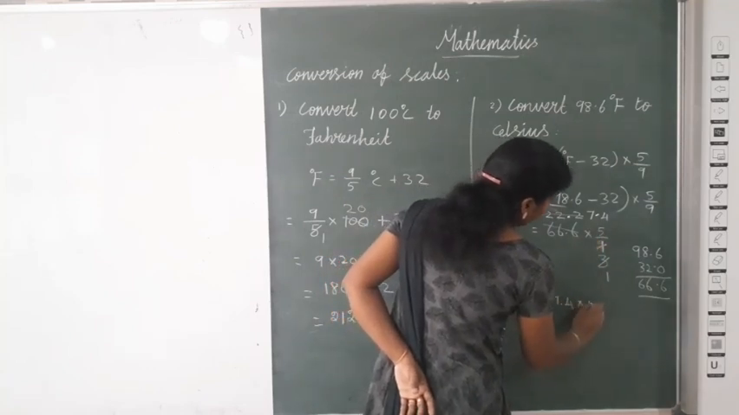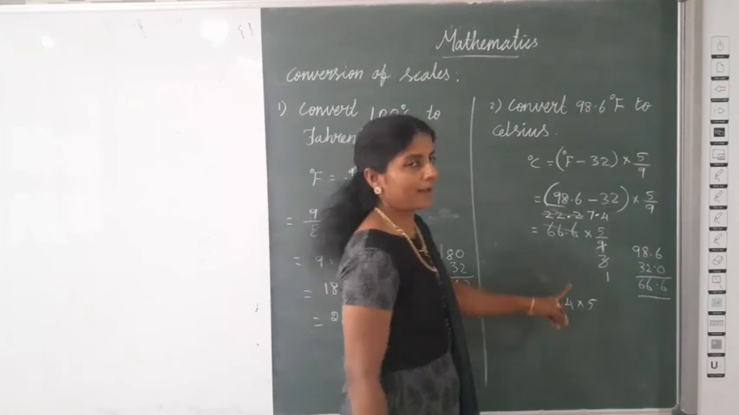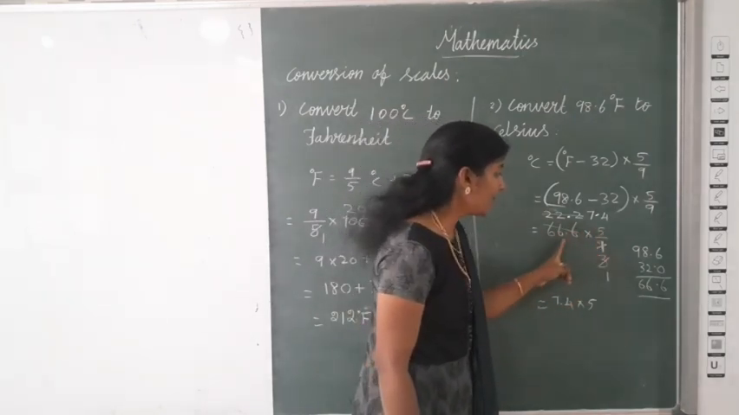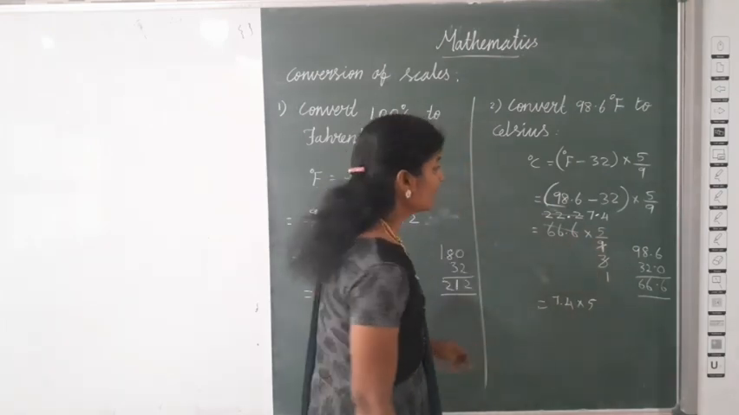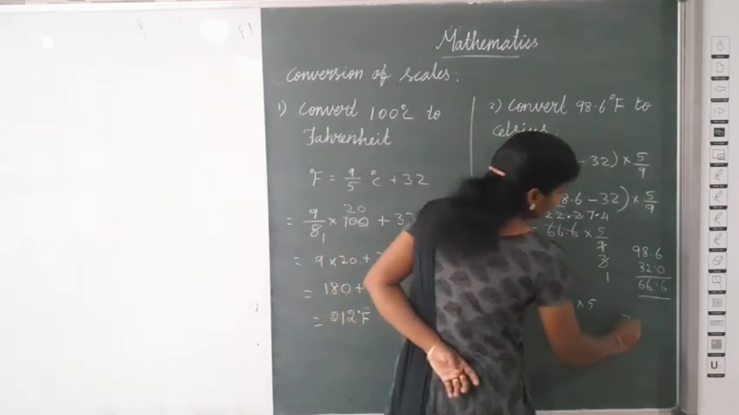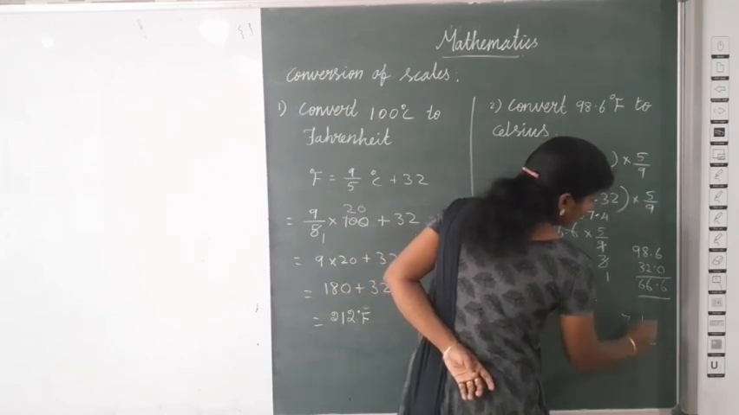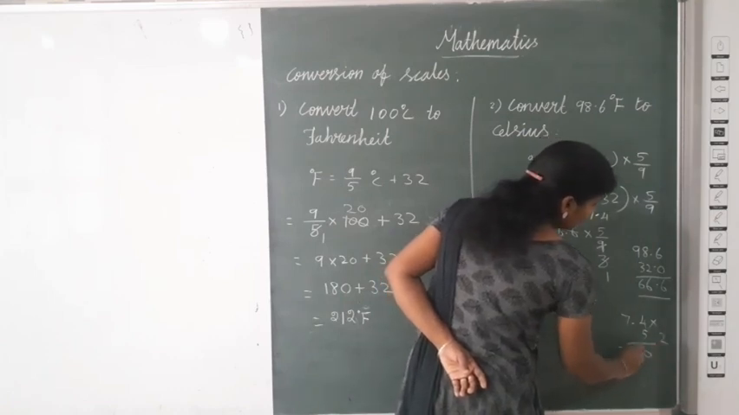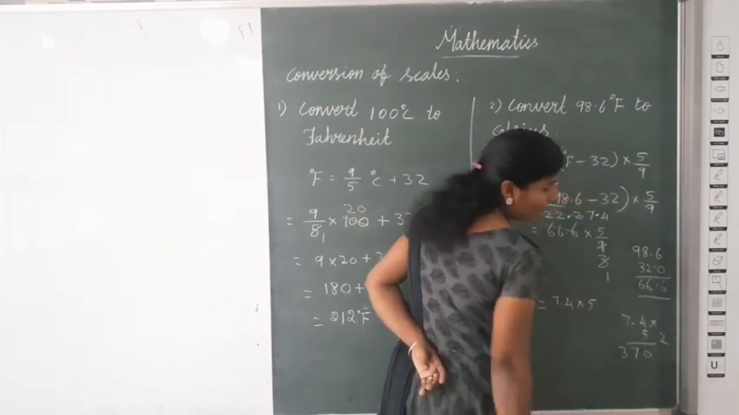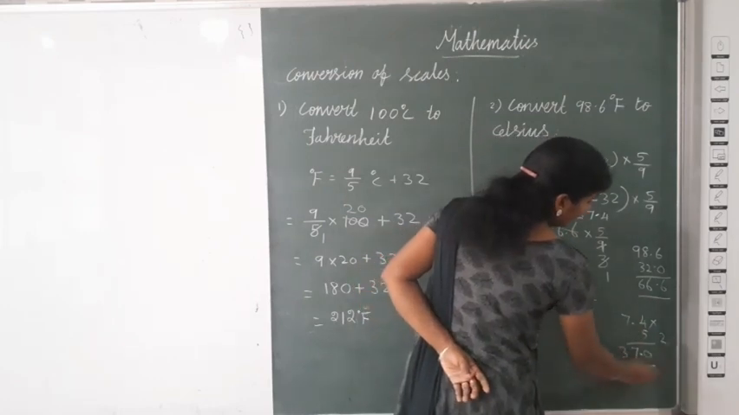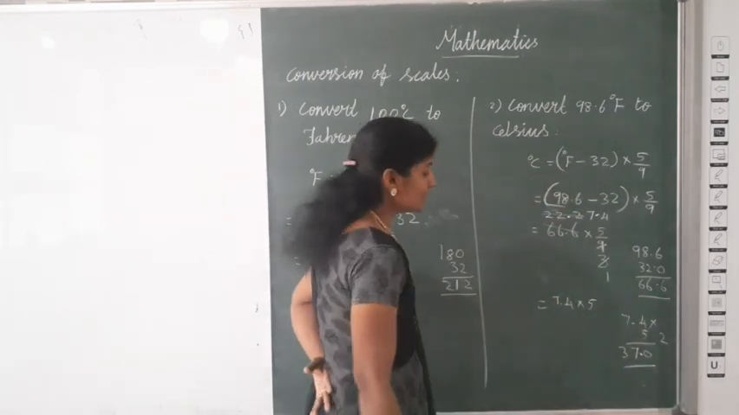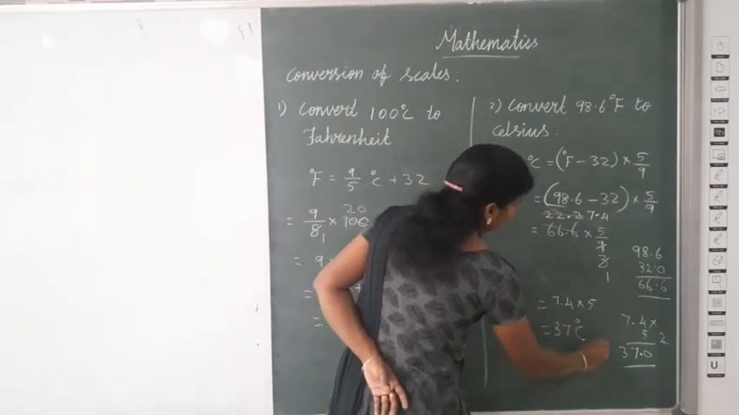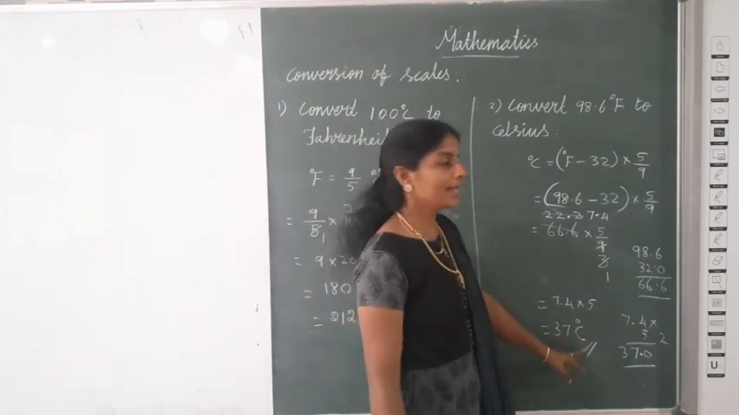So what are the numbers remaining? 7.4 into 5. Otherwise, we can multiply by 5 and then divide, that is also correct. Now 7.4 into 5. 5 fours are 20, 2 balance. 7 fives are 35 plus 2 is 37. After the decimal point one digit, so we can put the point here. 37.0 means 37. So 37 degree Celsius.